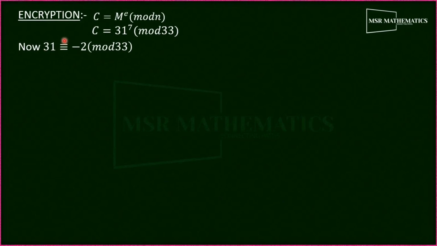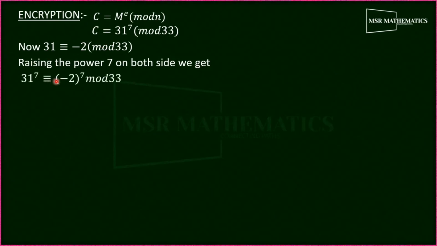Next, to obtain 31 power 7, we first raise the power 7 on both sides. If we raise the power 7 on both sides, we get 31 power 7 on the left side, which is congruent to minus 2 power 7 under modulo 33. Here 2 power 7 is nothing but 128, that is 2 into 2 up to 7 times. We get 128. Here we have an odd power, so the negative remains. So 31 power 7 is congruent to minus 128 under modulo 33.